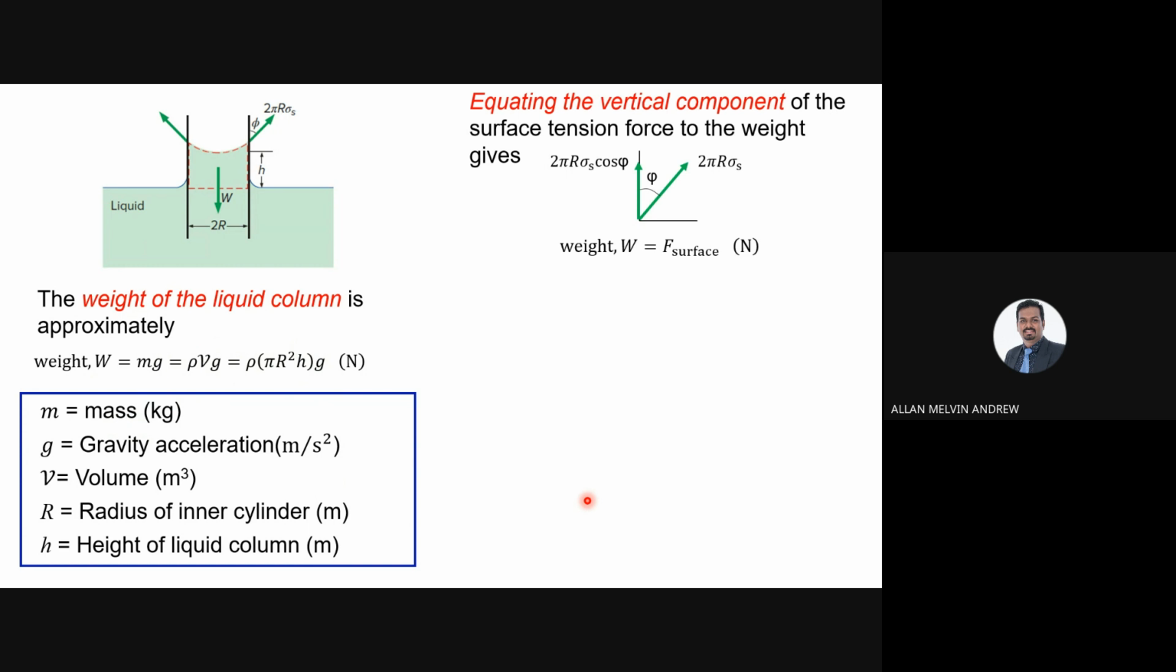So equating the vertical components, we want to find what W is. You can see there's an angle here, so we can have horizontal and also vertical components. Since we want to take from the top, we will take these two, so we will take the cos component.